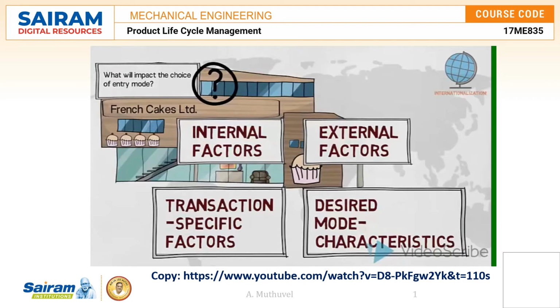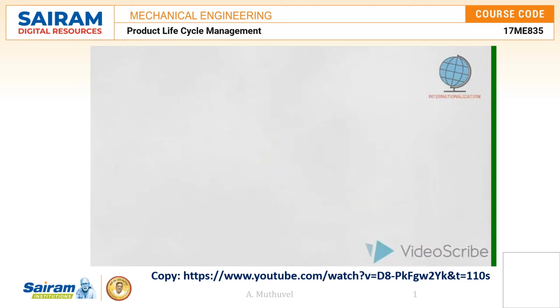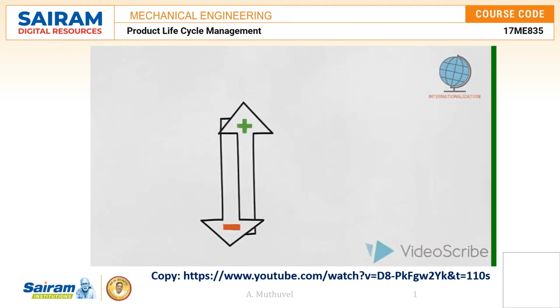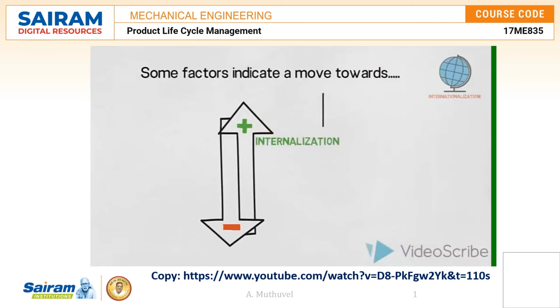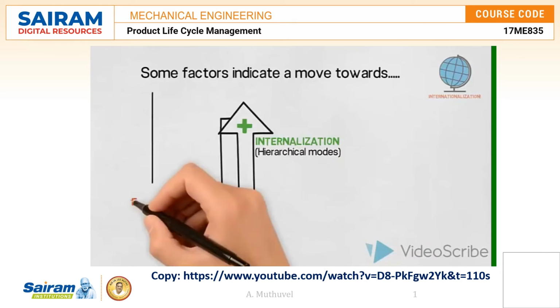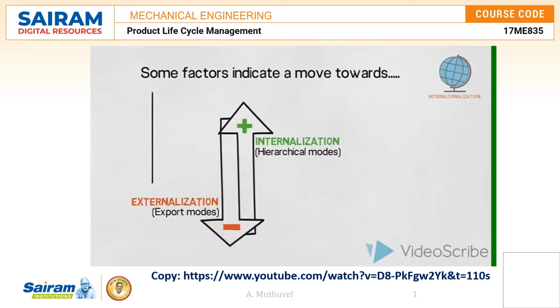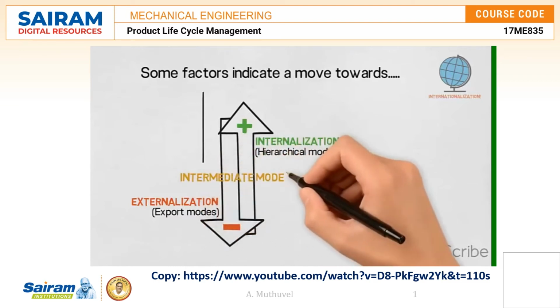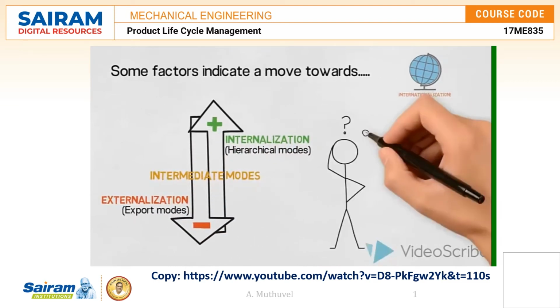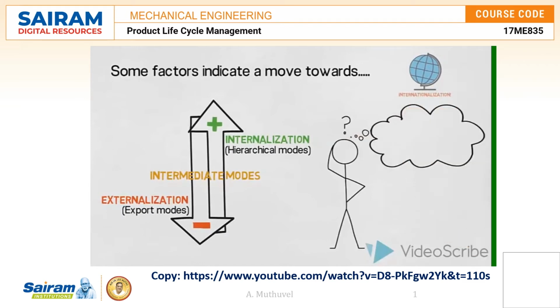As we will address these 4 sets of factors for French Cakes, we will use this visual to indicate in which direction the different factors are pointing us. Some factors might indicate a move towards internalization. In other words, that using a hierarchical mode is appropriate. Other factors might indicate that a move towards externalization using an export mode is more suitable. And some may indicate a more moderate approach and thereby point in the direction of an intermediate mode. So let us apply this visual to our example with French Cakes as we address the 4 sets of factors.